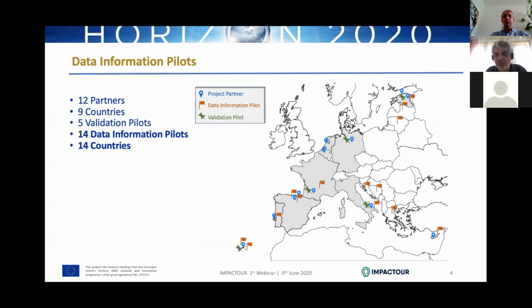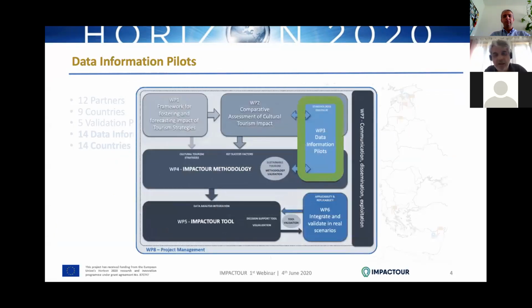So these data information pilots, where most of you are coming from today, altogether represent 14 different countries in the European Union. These 14 data information pilots are for us of utmost importance, because, without going into much technical detail, the project has one work package that is responsible for assessing the impact of cultural tourism in Europe as it is now. And for this, we need urgently and crucially the information from the information pilots.